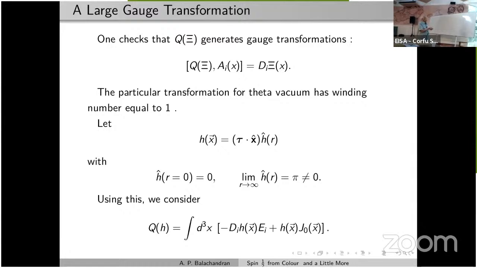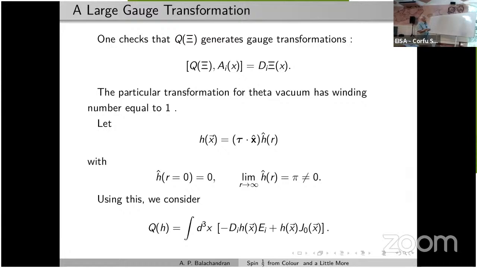So I choose a test function, which I call H of X, built from Pauli matrices. In the n-dimensional vector representation of SU(N), choose, say, the first two components, and let tau be the generators, Pauli matrices acting on the first two components. These are the Lie algebra valued tau, so I write tau dot X hat times H hat of R, where H hat of R is a function only of the radial variable. This function should be well defined, and I'm going to use it as my test function chi. So I choose H hat of R to vanish at the origin and at infinity to be pi.